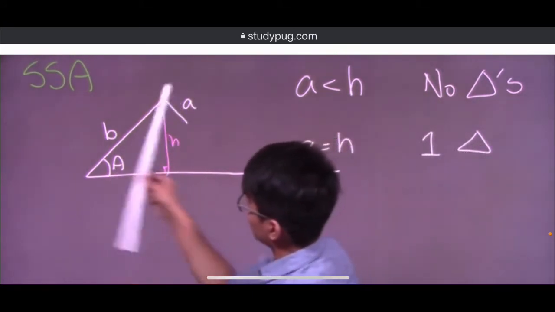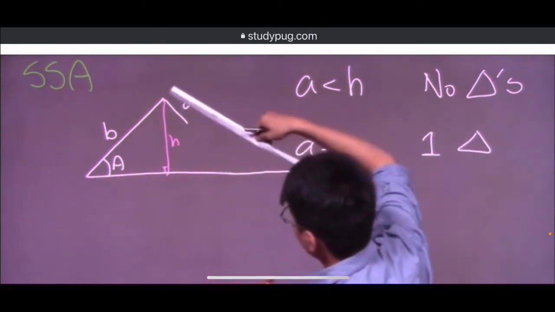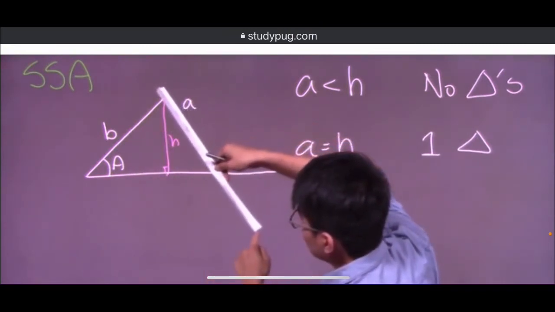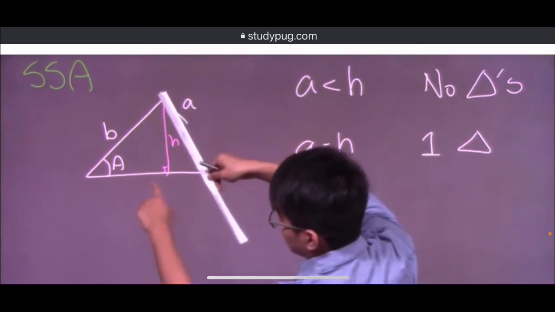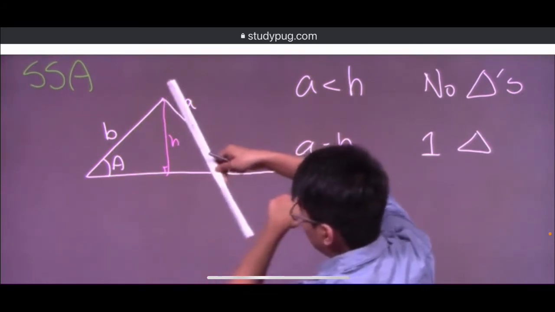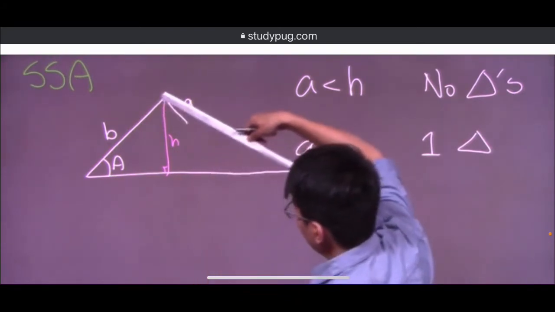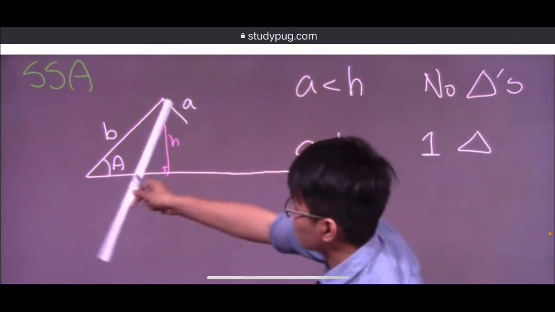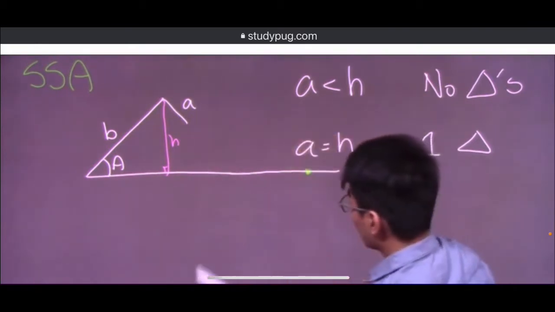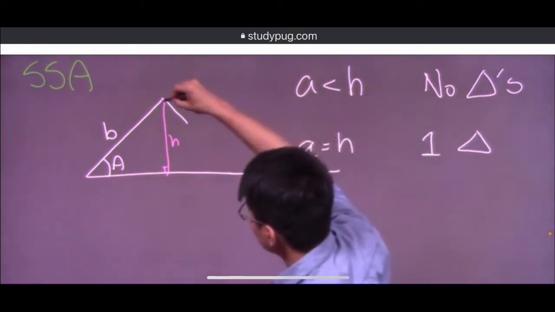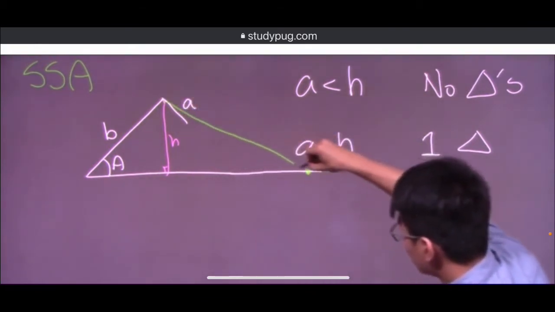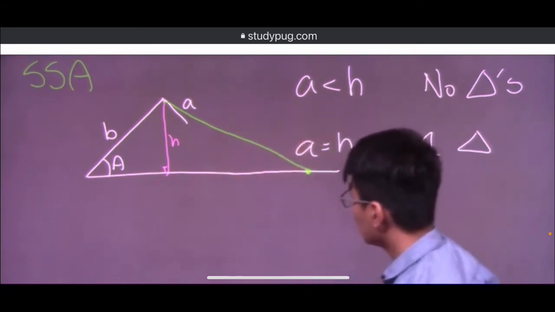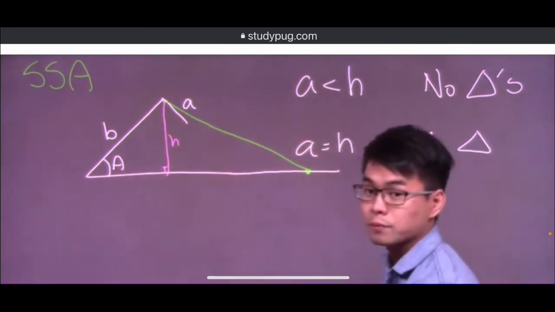If we move it to that side, or to this side, this point here can't intersect with any points along this base. The only point that it intersects would be this point. No matter how we move it, there's only one point. So if we connect this dot here with that point, we form one triangle.